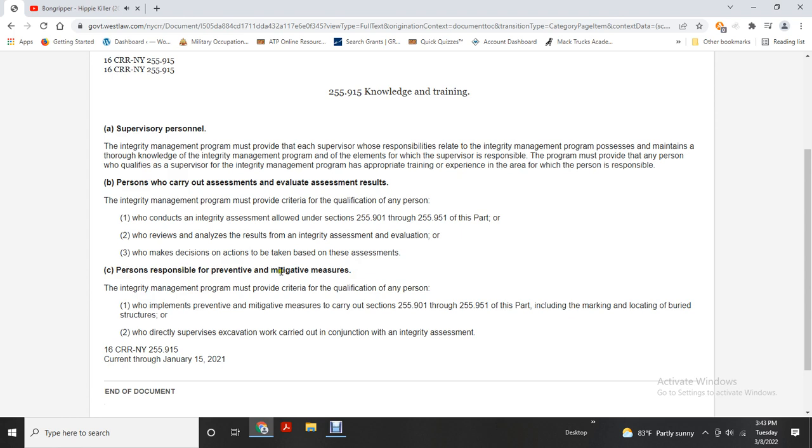C. Personnel responsible for preventive and mitigative measures. An integrity management program must provide criteria for the qualification of any person who implements preventive and mitigative measures to carry out 255.901 through 951 of this part, including marking, locating buried structures, or directly supervised excavation work carried out in conjunction with integrity management.